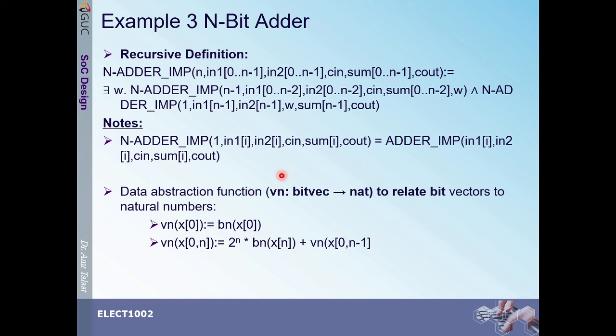So I define a new function which is called vn. Vn relates bit vectors to natural numbers or to integers. So if I say vn of 0 is bn of 0, bn relates one bit. Then vn of x of 0 to n is equal to 2 power n multiplied by b of n, which is the bit value of x of n, plus vn of x of 0 to n minus 1. This is exactly like converting. If I have, like, 4-bit 0, 1, 1, 1, I'll say 0 multiplied by 2 power 0, plus 1 multiplied by 2 power 1, plus 1 multiplied by 2 power 2, plus 1 multiplied by 2 power 3. This is exactly what I'm doing. I'm converting the bit vector to a natural number.